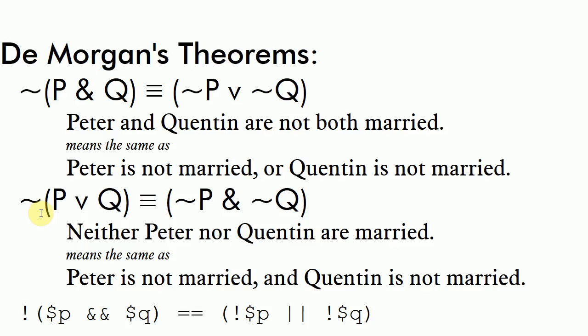And here we have the denial of a disjunction. And that's equivalent to the conjunction of the denial of both parts. And we have a way of saying this in English. We say neither nor. So we would say neither P nor Q is equivalent to not P and not Q. Here's an example. Neither Peter nor Quentin are married. That means the same as Peter is not married and Quentin is not married.